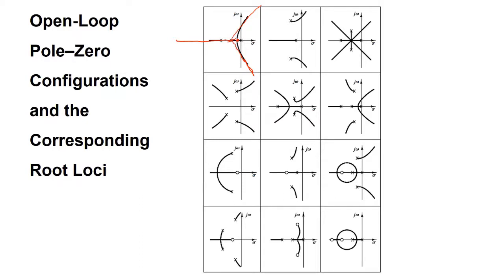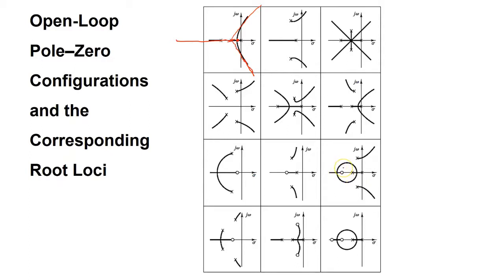This is where the root locus breaks away from the real axis. Okay, that's what we call the breakaway point. Sometimes the root locus can come in. Let's look at this example here.